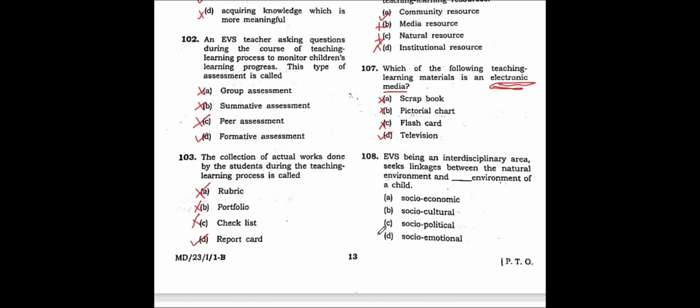Does it mean social emotional? No, not social emotional. Does it mean social political? Not social political. Does it mean socio economic? Not this one also. The correct answer here is B, that is socio cultural. So when we are teaching EVS, which is an interdisciplinary area, it seeks linkages between the natural environment and the socio-cultural environment. So this is the correct option, option B.